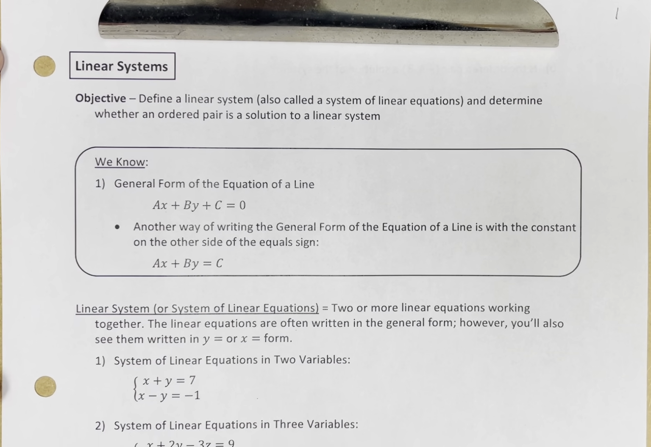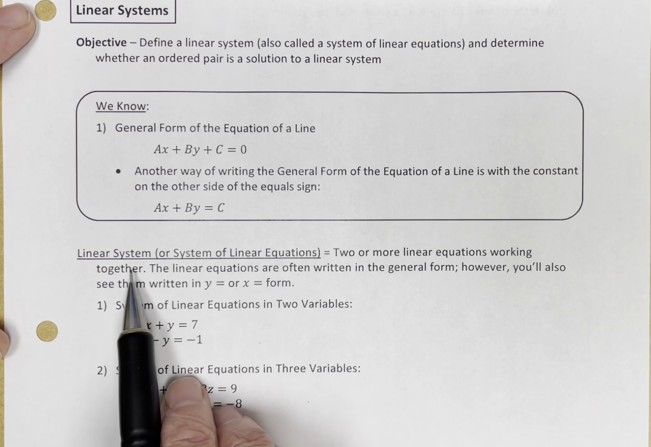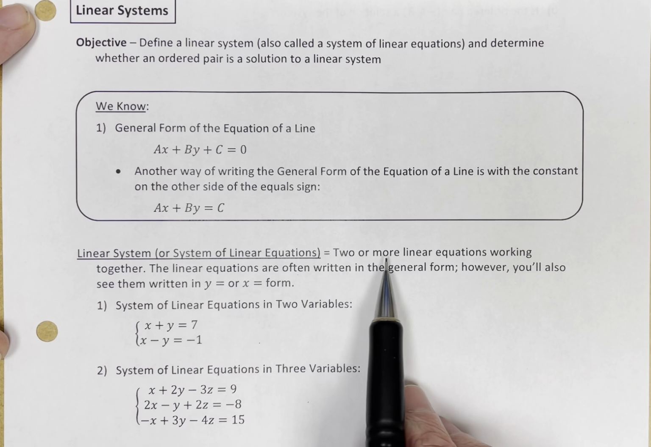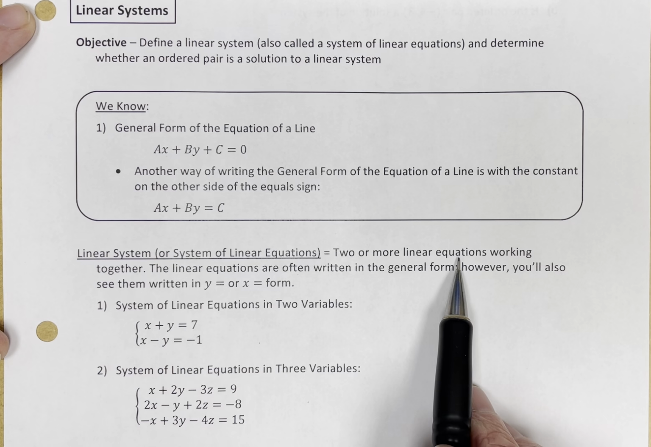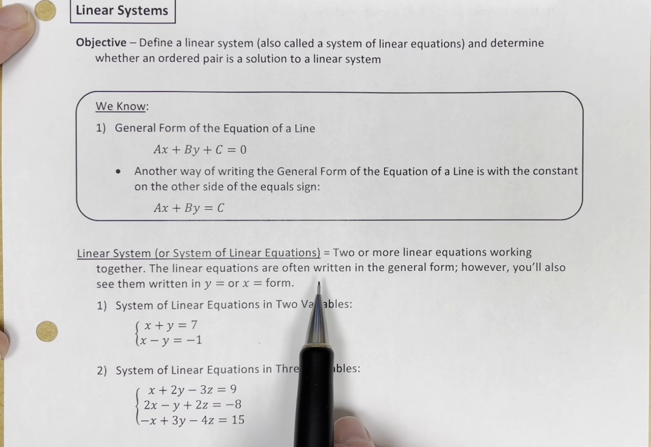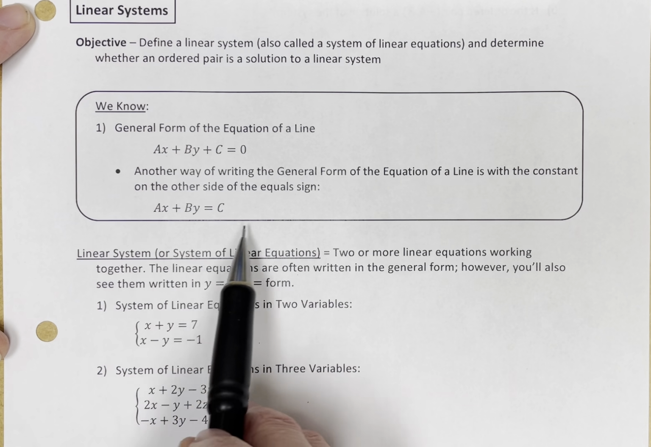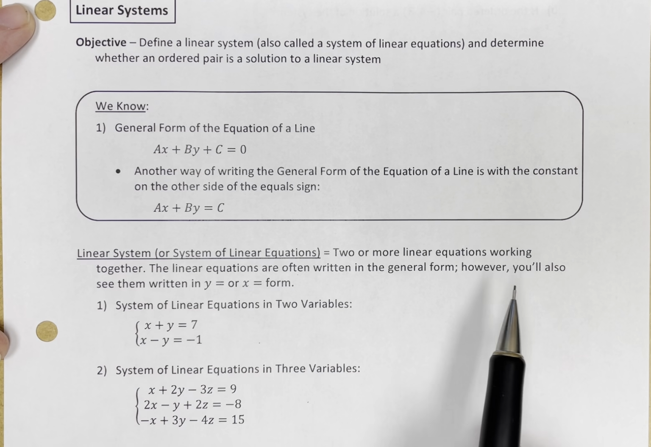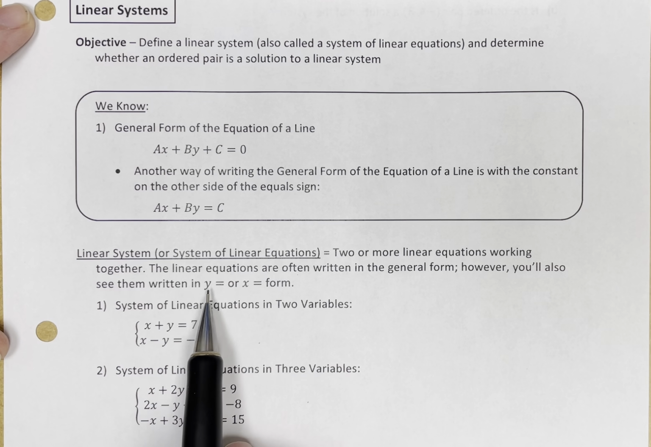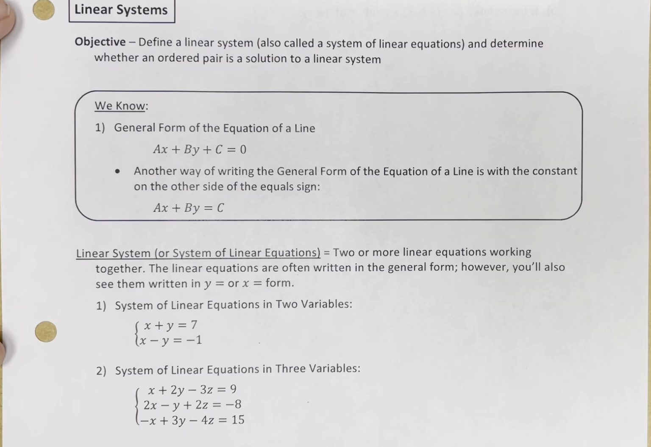Okay, so first off, let's define what a linear system is. A linear system, or a system of linear equations, is two or more linear equations working together. The linear equations are often written in the general form, and they would often be written in this version of the general form here. However, you'll also see those equations written in either y equals form or x equals form. And let's take a look.